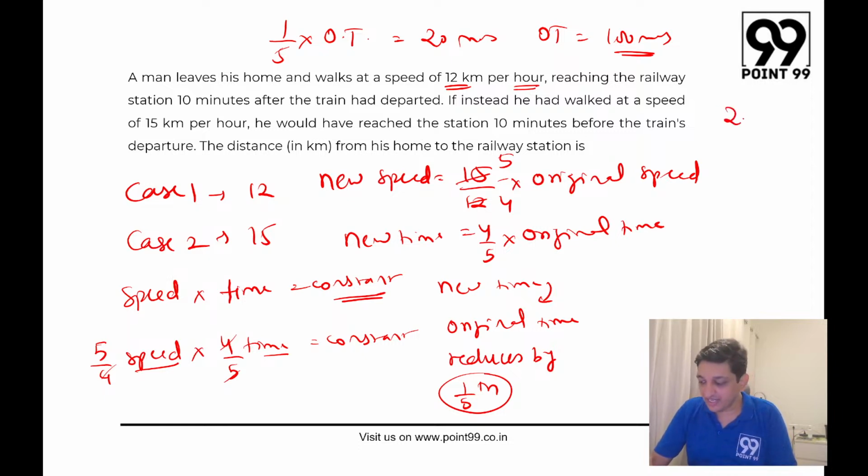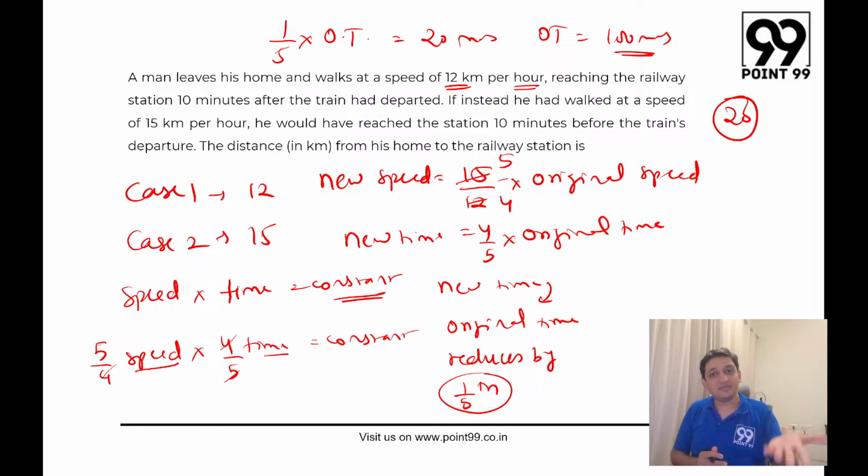So when it comes to visualizing this, the easier way of doing it, मतलब if I were to simulate कि mentally अगर मैं करूँ तो कैसे दिखेगा? I know 12 and 15. I know distance is constant. I will say that new speed is 5 by 4 times original speed. New time is 4 by 5 times original time. New time is 1/5 or old time has reduced by 1/5 to give new time. But the old time has reduced by 20 minutes. So 1/5 of old time is 20 minutes. Old time is 100 minutes.